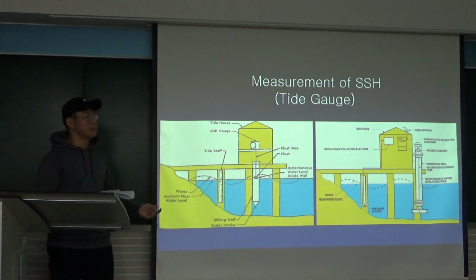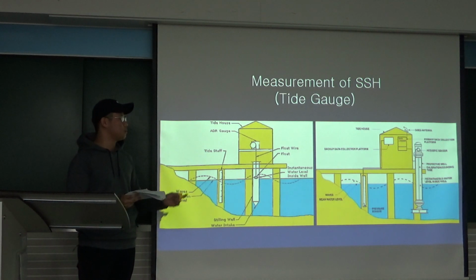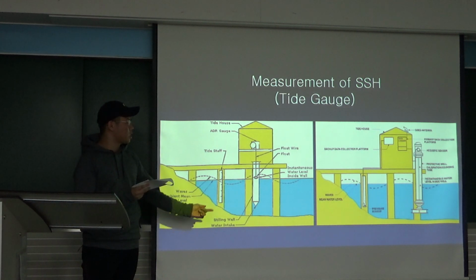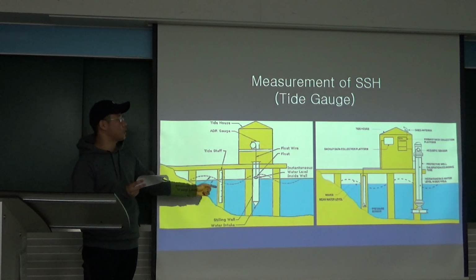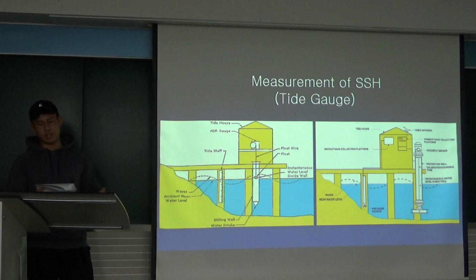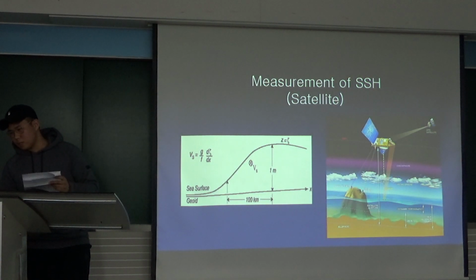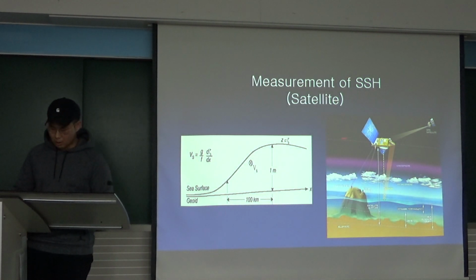But this measurement has a disadvantage, because it is too local to measure. We have to look more broadly, on a giant scale, to look at El Nino and La Nina. So let me introduce satellite measurement.